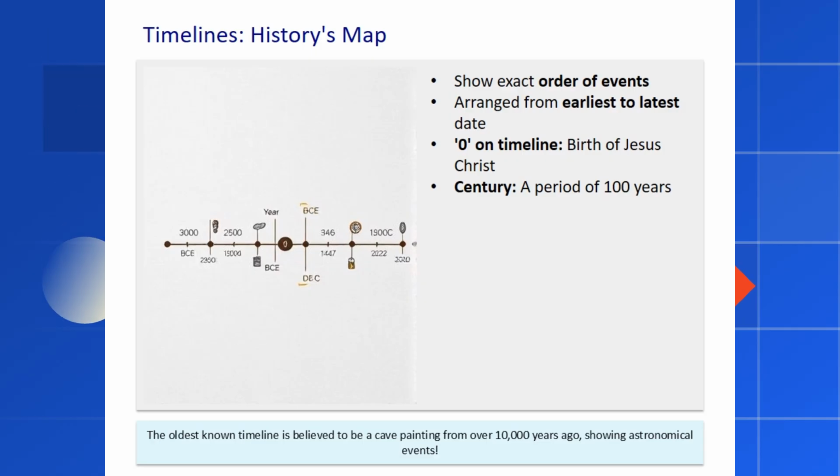Here's an amazing fact. The oldest known timeline might actually be a cave painting from more than 10,000 years ago. It's thought to show important astronomical events observed by early humans.